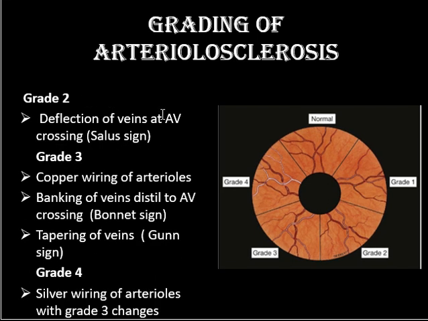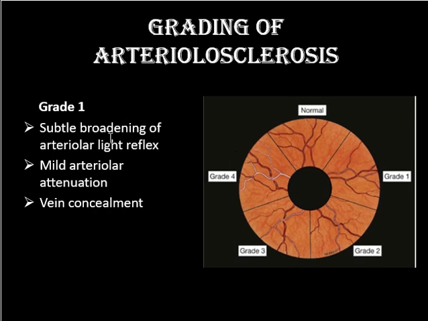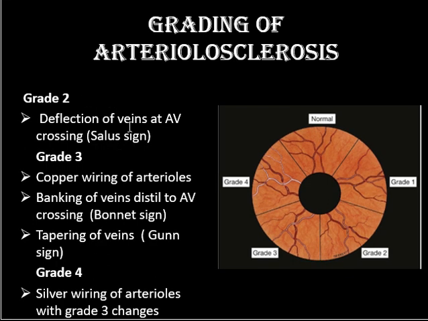In the second grade, so if in the first grade we see subtle broadening of the arteriolar light reflex, and there is arteriolar attenuation, as I told you earlier. It's more marked in younger patients, but in older patients you have to be very vigilant to look for these signs. They are not very prominent, and you need to examine the retina in a very keen manner to find out these signs.